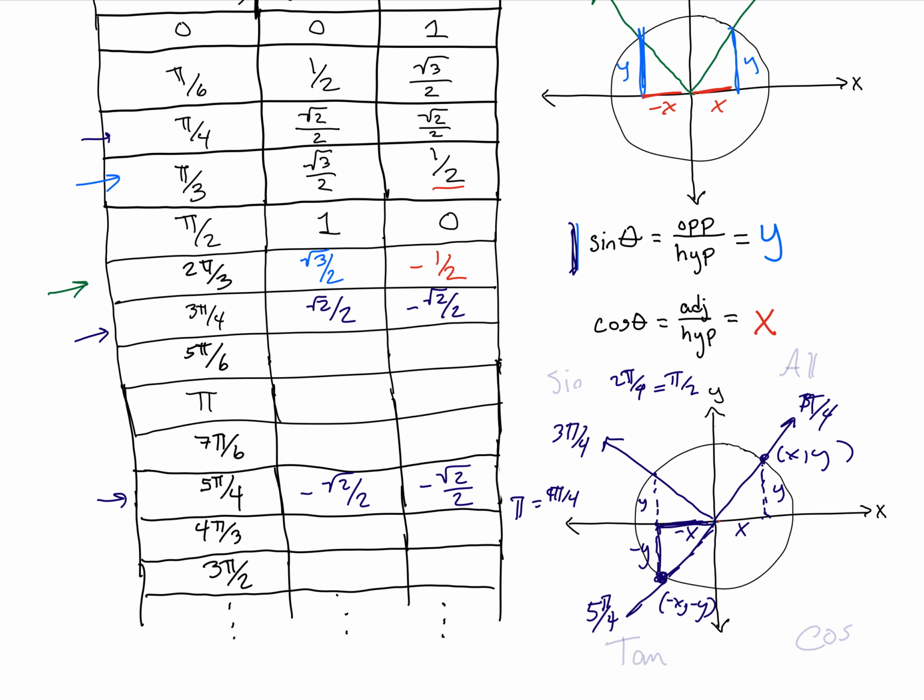And one mnemonic to remember when sine, cosine, and tangent are positive and negative is the mnemonic, all students take calculus. You're taking calculus. What a great student. And so here all of the functions sine, cosine, and tangent are positive. Here sine is positive, but tangent and cosine are negative. Here tangent is positive, but sine and cosine are negative. And here in the fourth quadrant, cosine is positive, but sine and tangent are negative.